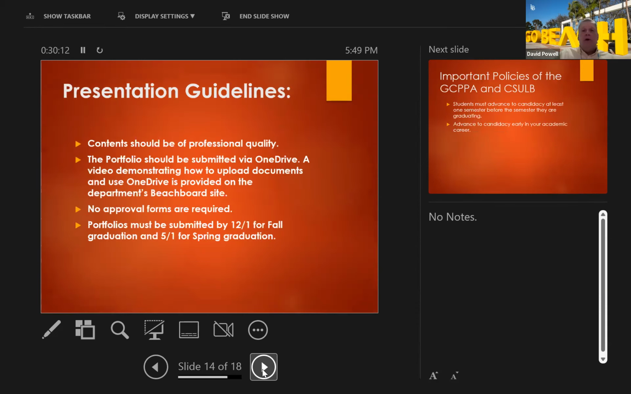It's all done electronically now. In the past, we used to have paper binders, and so the office across the hall from where my office currently is was just packed full of binders. And we had like 10 years worth of portfolios that students never came back to pick up. And so obviously we're more of an electronic age now, and so everything's submitted electronically.